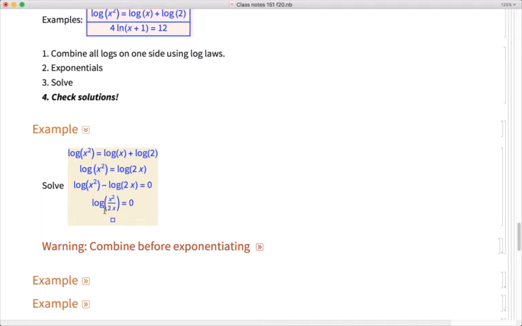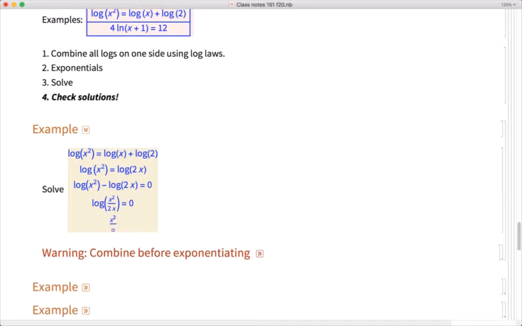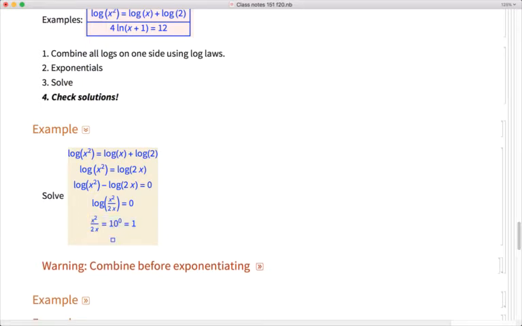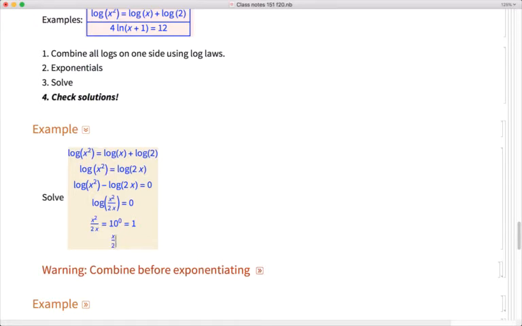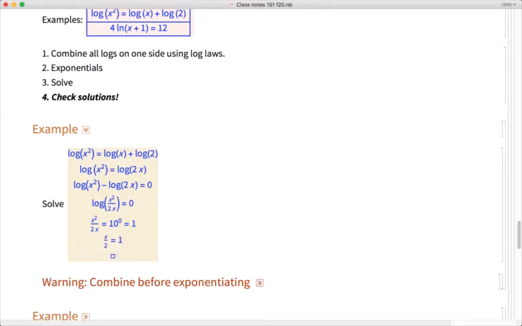So we've done what it said, combine all the logs on one side using log laws, and now we're going to take exponentials. So our variable is buried inside the log. The way we're going to get to it is by taking 10 raised to both sides. On the left-hand side, the 10 and log base 10 are going to cancel. On the right-hand side, we're going to get 10 to the 0, which we have to remember is equal to 1. The left-hand side simplifies. X squared upstairs and x downstairs, this is just x over 2. And then the last step here, we multiply it through and get x equals 2.